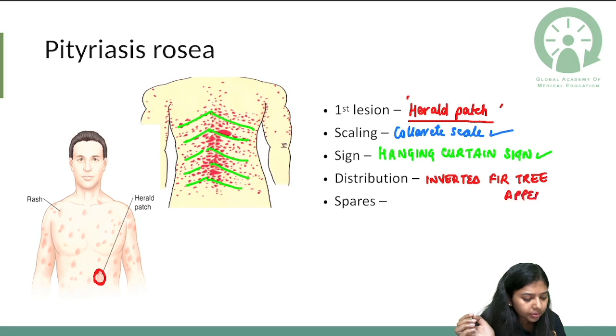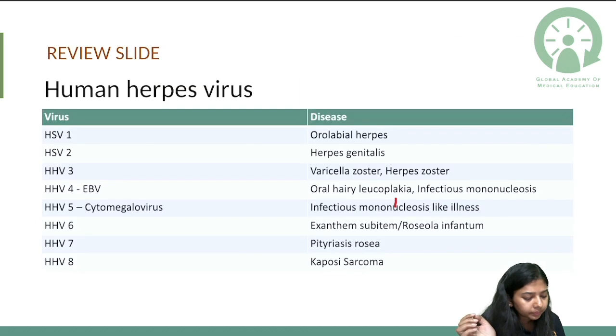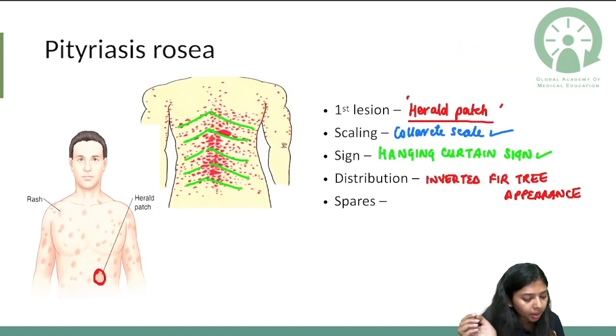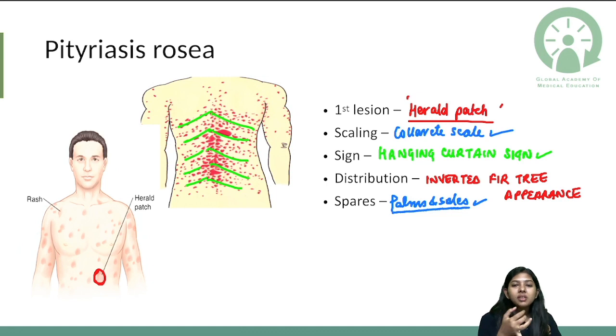The lesions will spare the palms and soles. Palms and soles are spared. So all of these are potential MCQs. Which of the following body sites is not involved in pityriasis rosea? The correct option will be palms and soles. You do not get lesions on palms and soles. The lesions are distributed on the back in an inverted fir tree appearance. The sign is the hanging curtain sign. Collarette scale you get in PR, and the first lesion is the herald patch.